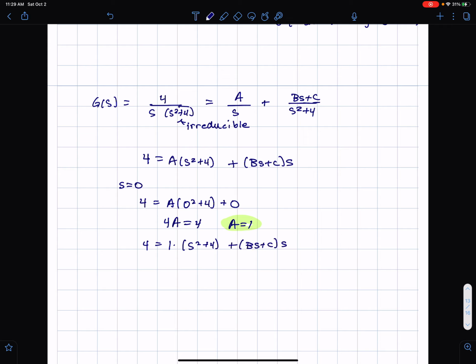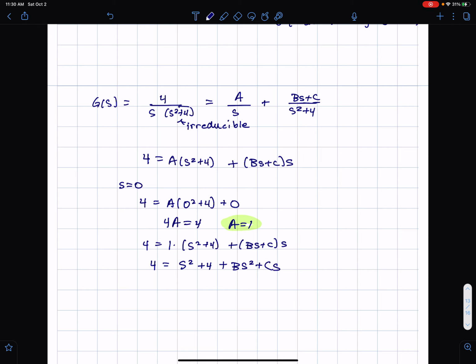Then I have 4 equals 1 times s squared plus 4 plus Bs plus Cs. So I put in 1 for A, and this time I'll put s equals 0. Why? Because that will kill the B term, and we only have B and C left. So 4 equals 0 squared plus 4 plus B times 0 plus C. Yeah, this one is actually a little easier. Putting in s equals 0 is going to kill this piece right here, but that's not going to do it. Let me instead just multiply this out.